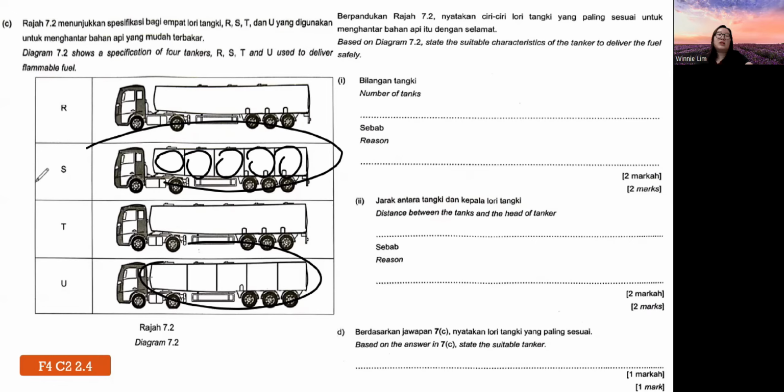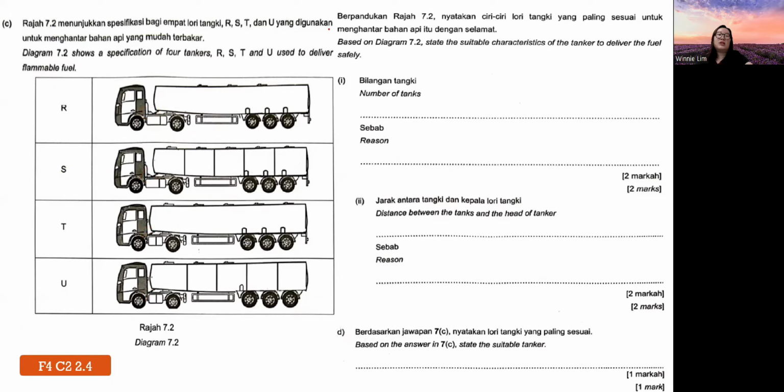Then the next idea is the distance between the tanker and the head, which means this gap. So should you move it closer, or should there be a gap? There needs to be a gap, because when you turn, you go to the corner, you need to have some distance, right? So obviously now our answer will be S.